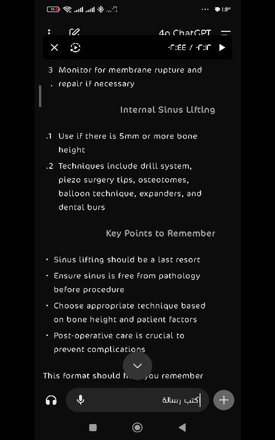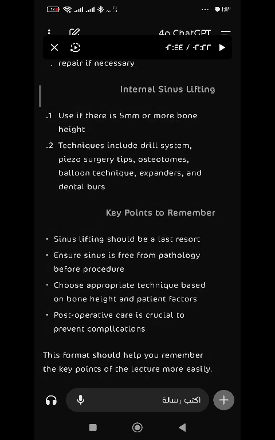Internal sinus lifting. 1. Use if there is 5 millimeters or more of bone height. 2. Techniques include drill system, piezosurgery tips, osteotomes, balloon technique, expanders, and dental burs.